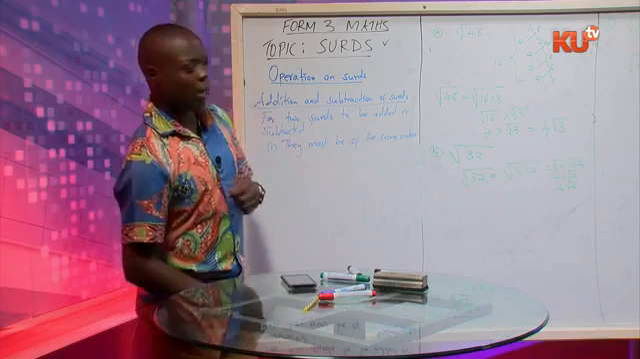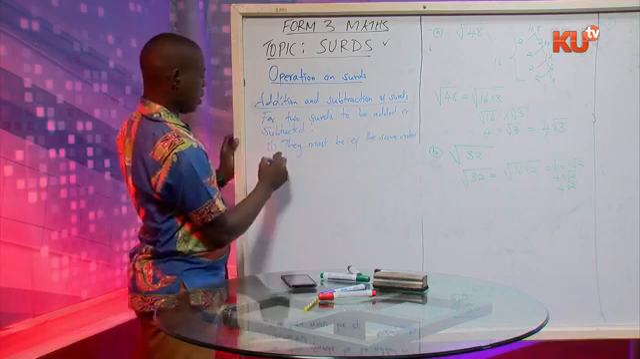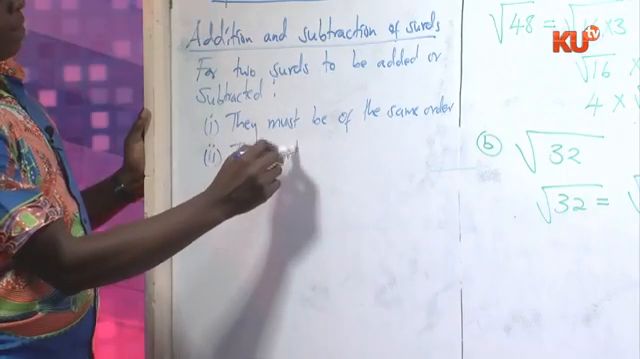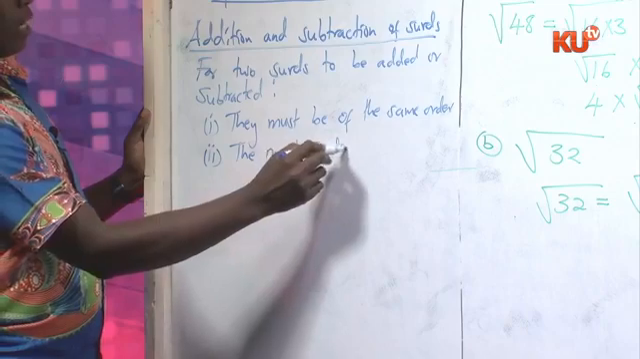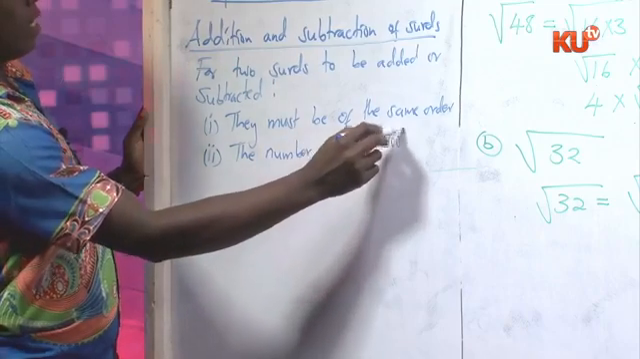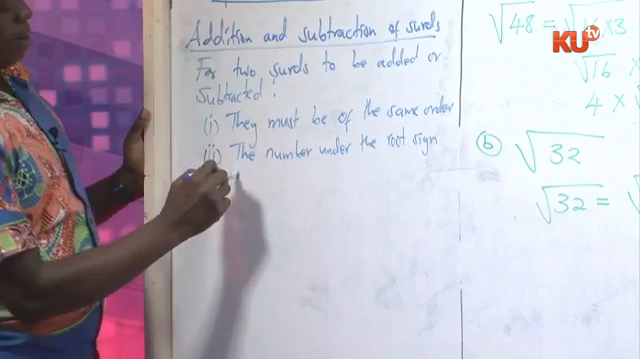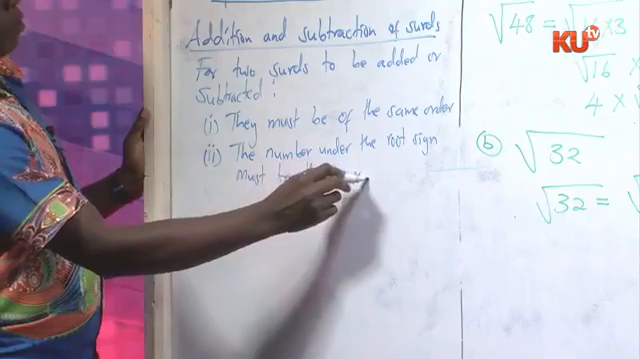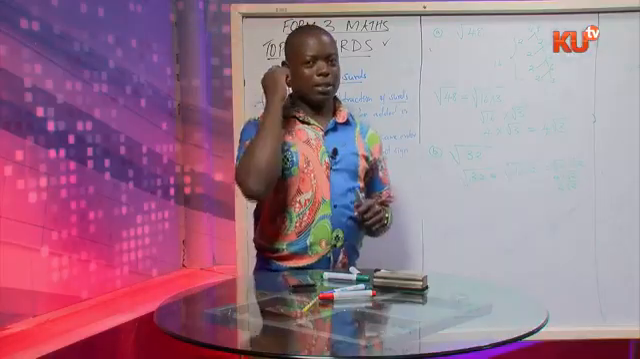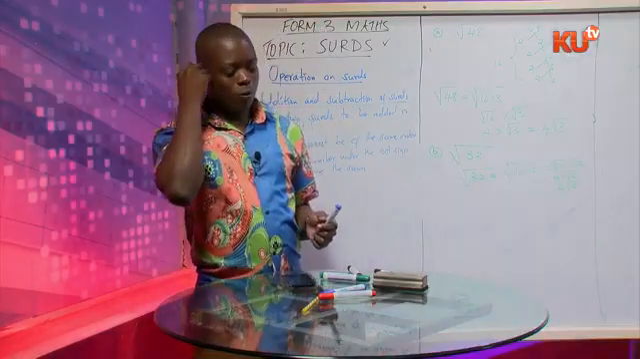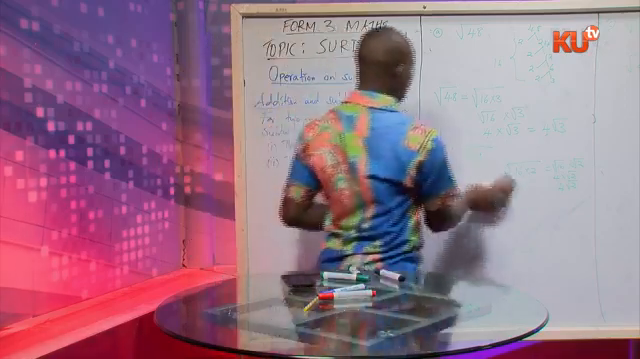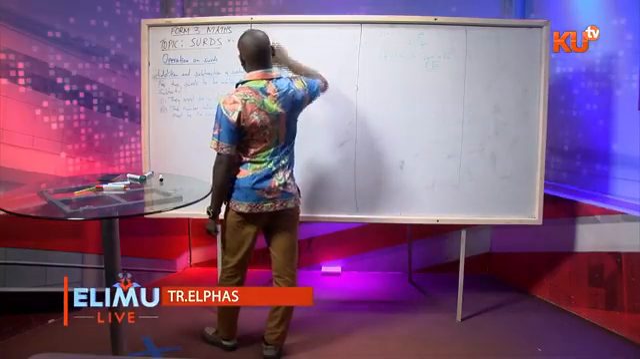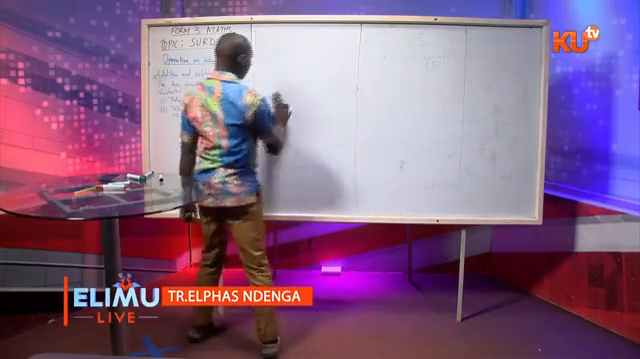And we've seen how to identify the order of a surd. Number two, the number under the root sign must be the same. Those are the two conditions that must be met before you confirm whether the two surds are compatible in terms of addition or subtraction, or they are not.